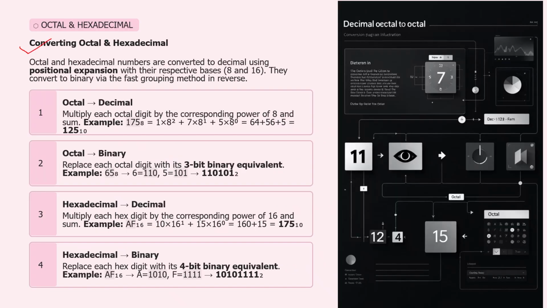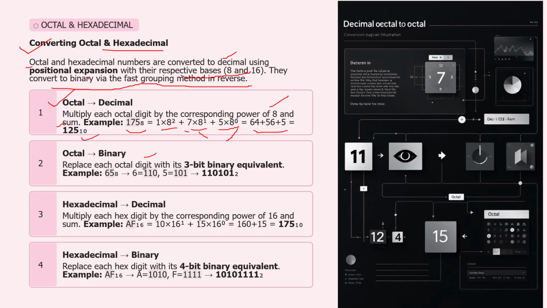Now converting octal and hexadecimal. Octal and hexadecimal numbers are converted to decimal using positional expansion with the respective bases 8 and 16. They convert to binary via the fast grouping method in reverse. First, let's take octal to decimal. Multiply each octal digit by the corresponding power of 8 and then sum. Example: 175 base 8, that is 1 times 8 squared, 7 times 8 to the power 1, and 5 times 8 to the power 0, in increasing order of powers 0, 1 and 2. After summation, we get 125 base 10.